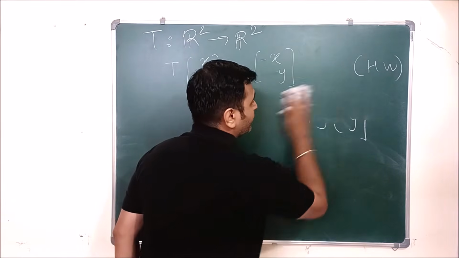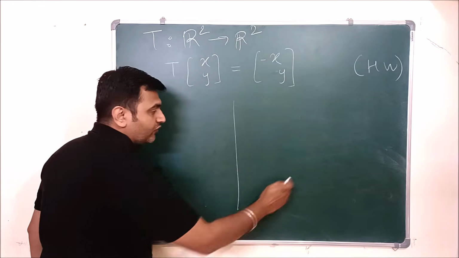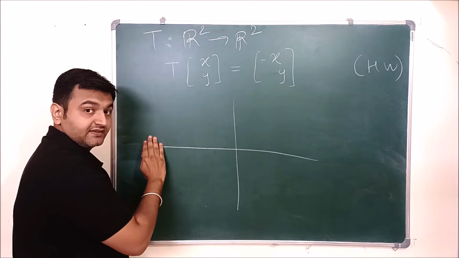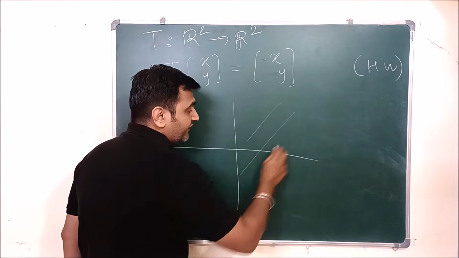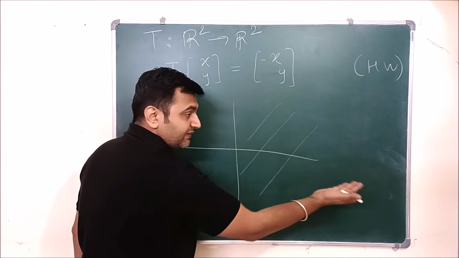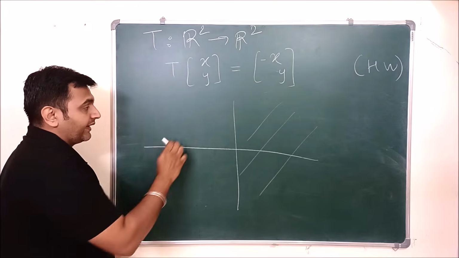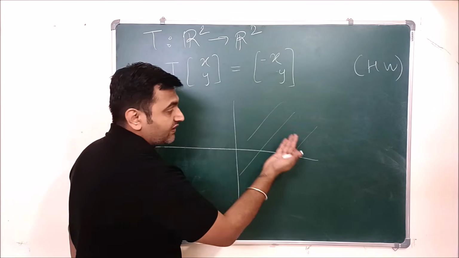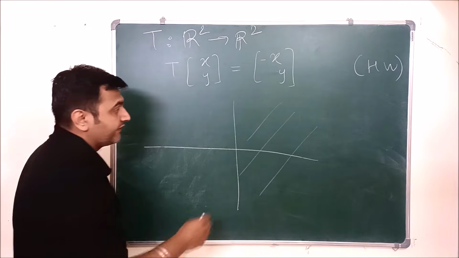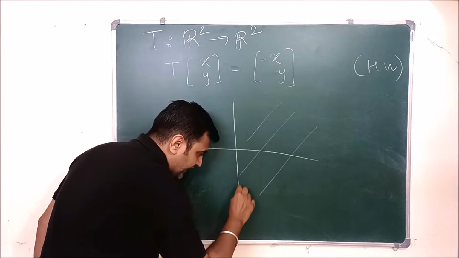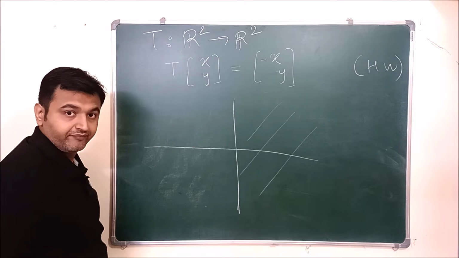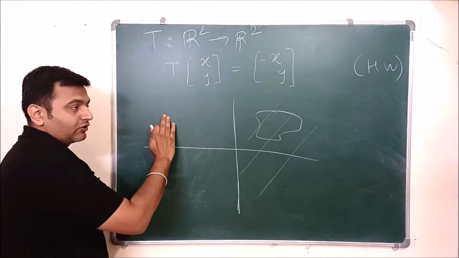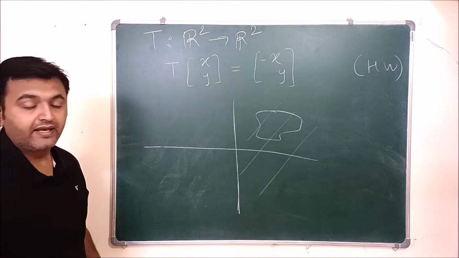Now you can see the images of a few points. This will reflect the points along the y-axis. The points on the left half of the plane under this map will go to the right half of the plane, and the points on the right half of the plane will go to the left-hand side. Whereas the points on the y-axis will remain on the y-axis itself. So if you have some object over here and you want to reflect it along the y-axis, you define this map and you get the answer.